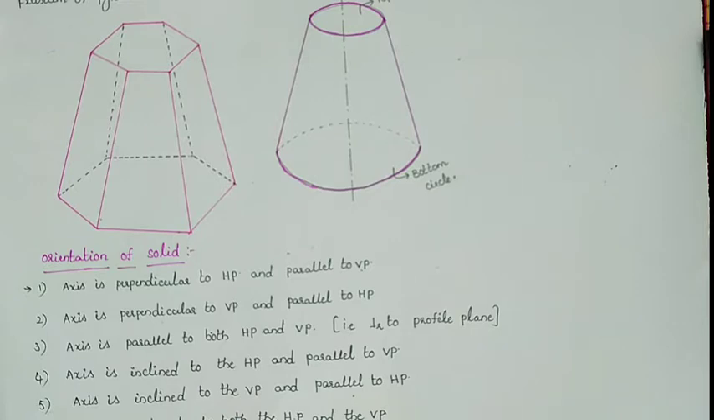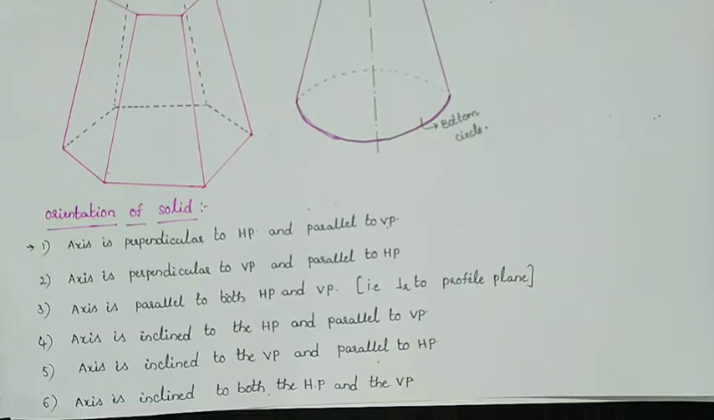Solids are divided into two types. One is the right solid and the second is the oblique solid. If the axis of the solid is perpendicular to its base, we say it is a right solid. If the axis of the solid is not perpendicular to its base, that means it is inclined, then the solid is said to be an oblique solid. Next, right solids are also divided into two types: polyhedron and solids of revolution. The polyhedron is also divided into three types.